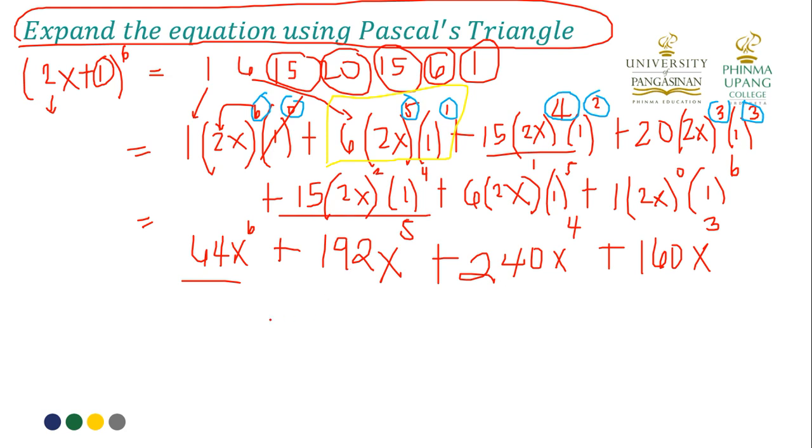Next, dito na tayo, plus, what is 4 times 15? 60 po. Okay, 60x raised to 2 plus next po, 12. So raised to 1. Huwag na ilagay yung 1. Plus, any number raised to 0 is equivalent to what? 1. That's why this is plus 1.